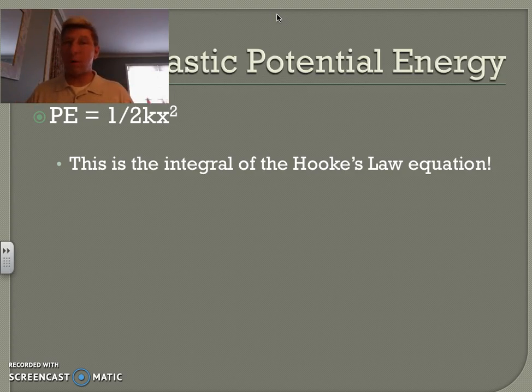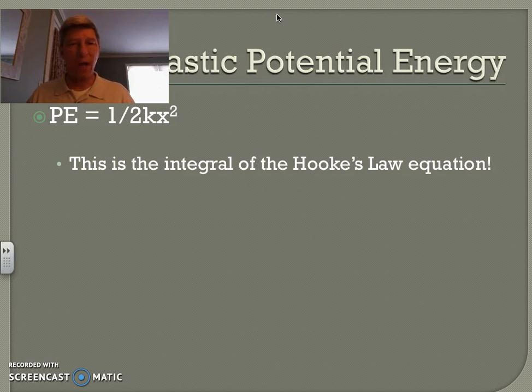So notice we haven't talked about potential energy yet here. The elastic potential energy is given by the formula PE equals 1/2 kx squared, where the k is still the spring constant that we talked about previously, and x is still the distance that the spring actually stretches or compresses.